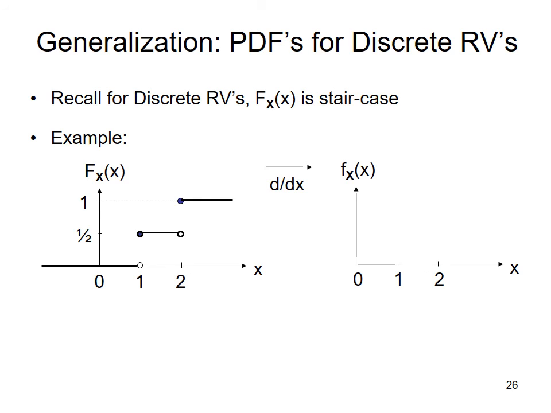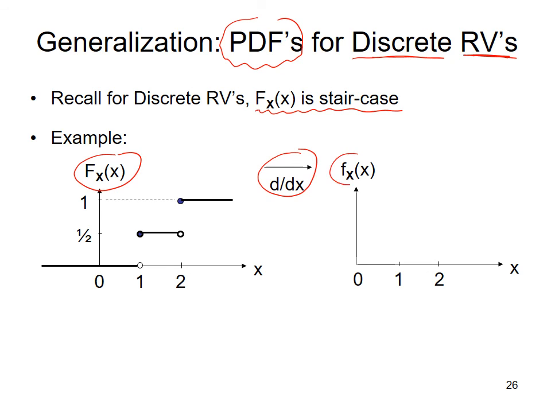Now we want to look at what happens when we do probability density functions for discrete random variables. So far, the one we looked at, the uniform one, was an example of a continuous random variable. So this time we have one that's discrete. In particular, let's look at the f_X(x) that has a staircase example. Again, we know that if I take capital F and do the derivative, I should get little f.